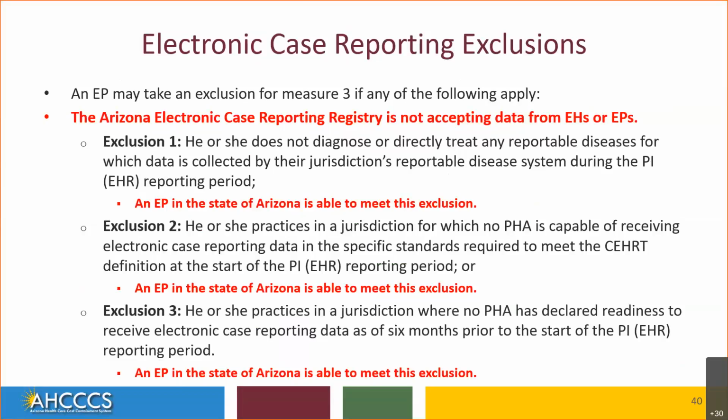Exclusion 2, he or she practices in a jurisdiction for which no public health agency is capable of receiving electronic case reporting data in a specific standards required. And then the third exclusion, which is the EP practices in a jurisdiction where no public health agency has declared readiness to receive electronic case reporting data as of 6 months prior to the start of the PI reporting period.